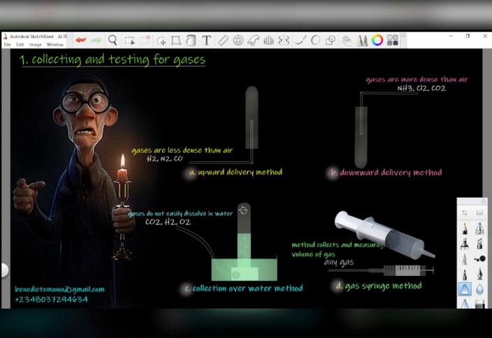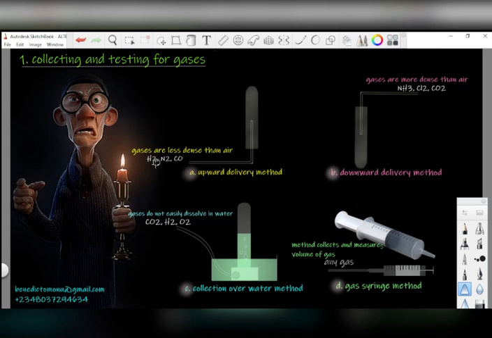The upward delivery method is used to collect gases that are less dense than air. What happens is if you have whatever reaction you have made that produces any of these gases that are less dense than air, the gases are going to travel through this delivery tube upwards where they are collected in a vessel you want to use to collect the gas that is positioned above the delivery tube so that the delivery tube delivers upwardly into the container.